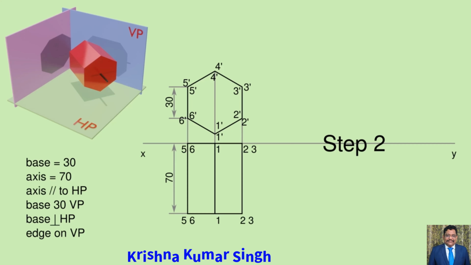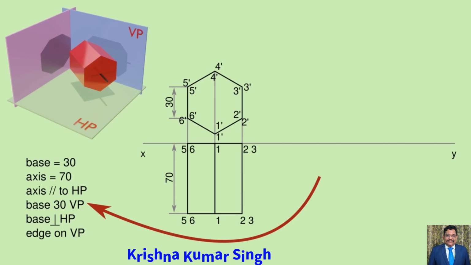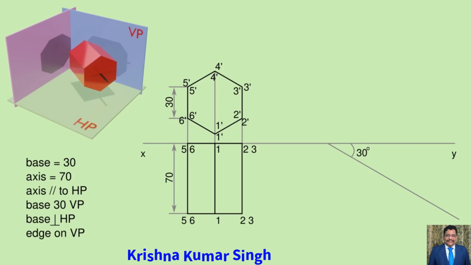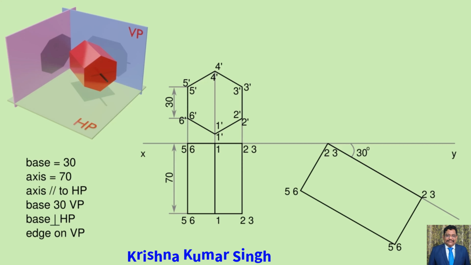Now we will see how step 2 should be drawn. It is given in the problem that its base edge is inclined at 30 degrees with VP. So we are going to just tilt the step 1 top view at 30 degrees angle. Let's draw a 30 degree line below XY using a protractor. Now shift the edge 2 and 3 on the 30 degree line by measuring its length from step 1 such that the corners 2 and 3 lie on XY. And the other end becomes 5 and 6.